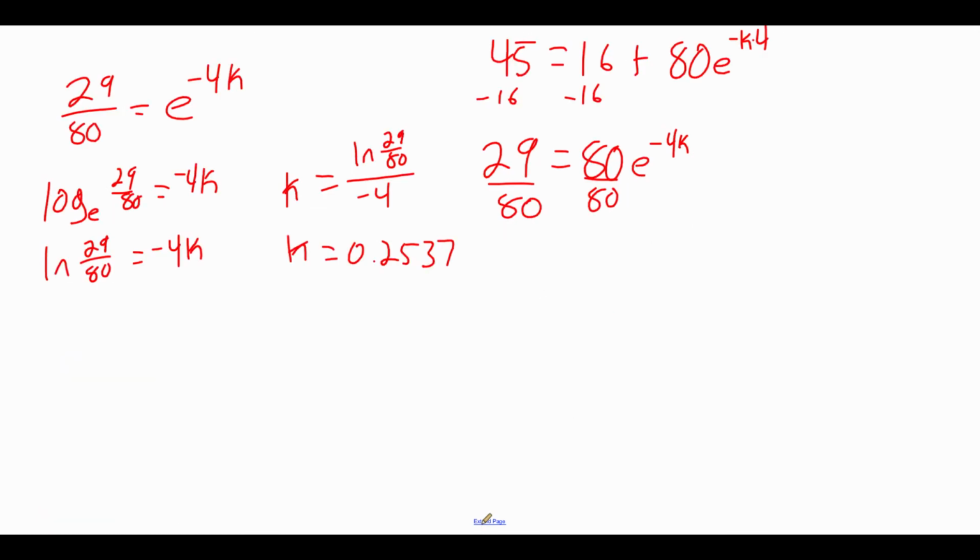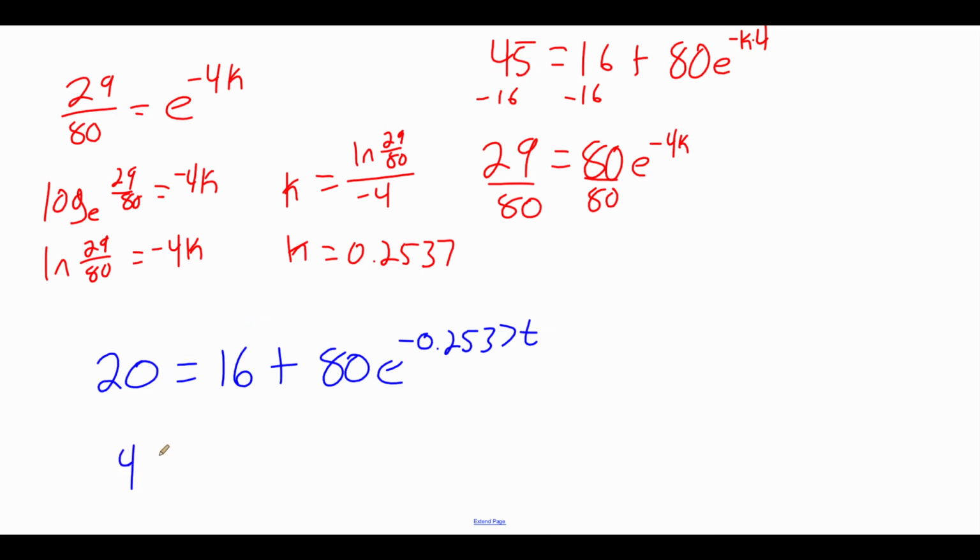Now that we know what our k value is, we can use it to help us figure out our original problem, which is trying to figure out when the temperature of our egg is going to reach 20 degrees. So on the left-hand side of my cooling formula, that's where I'm going to put the 20, because that's the temperature we're trying to reach, equals 16 plus, when we simplify down the stuff inside of the parentheses, we know that that's just going to be 80 e to the negative 0.2537t.